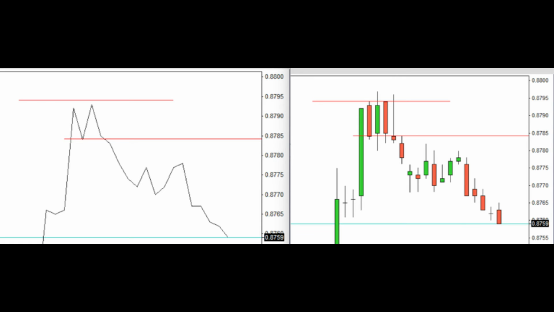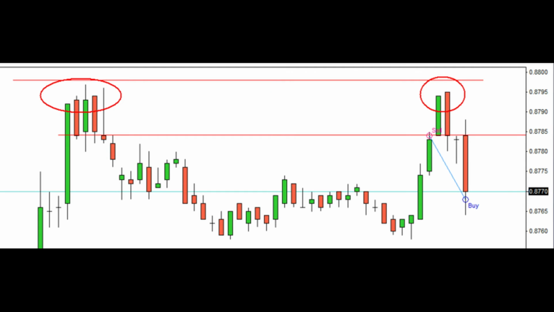Consider for example the following chart. On the left side, we use a line chart, and on the right side, we're using a candlestick chart. If we were to just set our stop loss levels using the line chart, we might have risked placing them too close to our entry. Instead, it would be better to place them above the wicks of the candles.